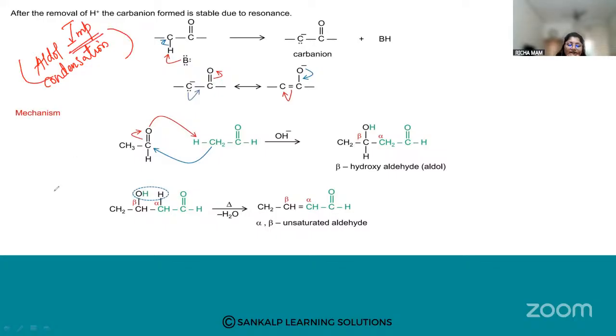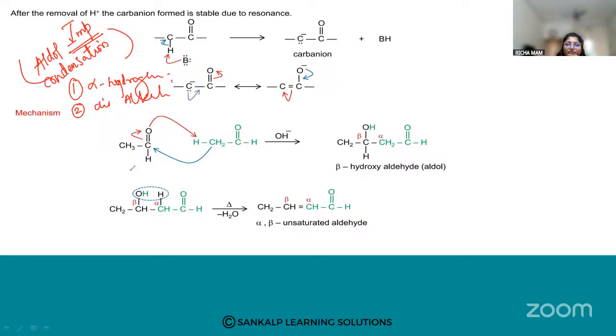So in aldol condensation, aldehydes and ketones, what is the necessary condition? They should have at least one alpha hydrogen. Then it will undergo self-condensation. And how will it go? In the presence of dilute alkali.